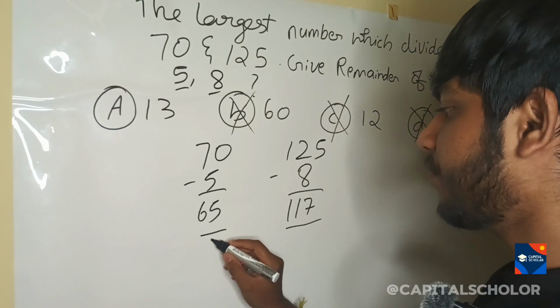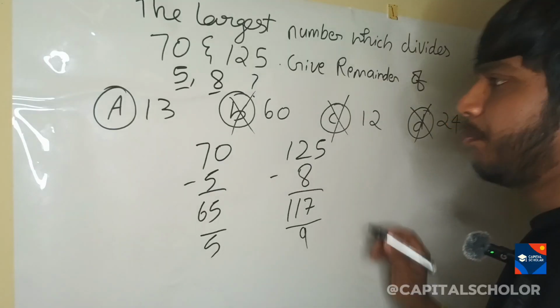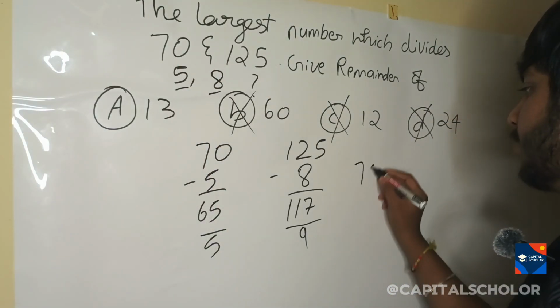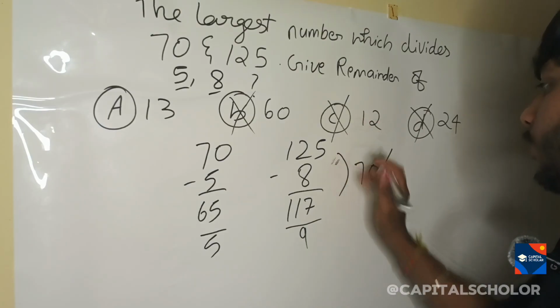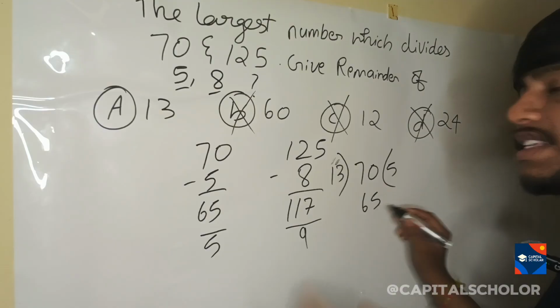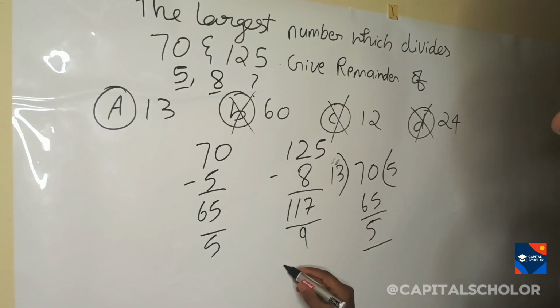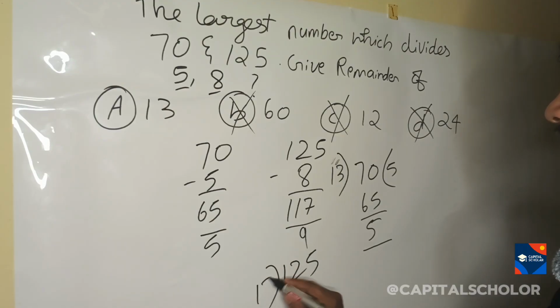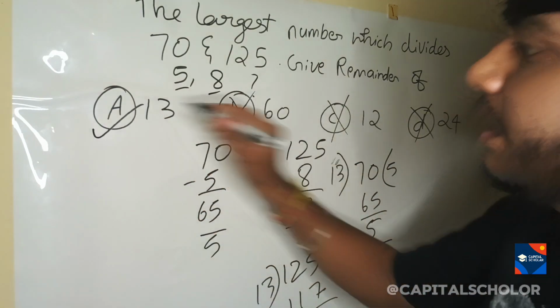13 fives are 65. 13 nines are 117. Let me show you practically. 13 fives are 65, and the remainder we get from 70 is 5. Next, similarly for 125, 13 nines are 117, and the remainder we get is 8. So we have matched the criteria and the answer is option A, 13.